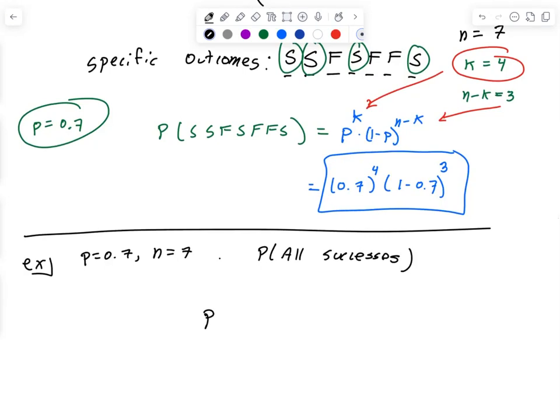So the probability of all successes would be what? What's the probability of success? 0.7 raised to the number of successes, which is 7. Now, why do I not need the 1 minus P here? Because they're all successes and there's no failure. So that is my whole answer. If they were all successes, it's just the probability of a success raised to that many times. Make sense?